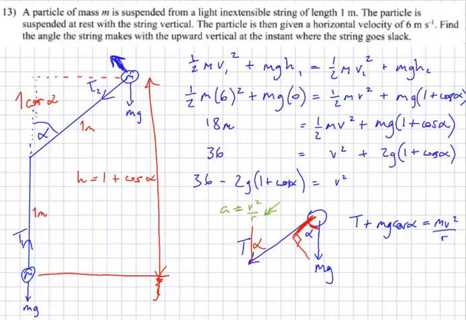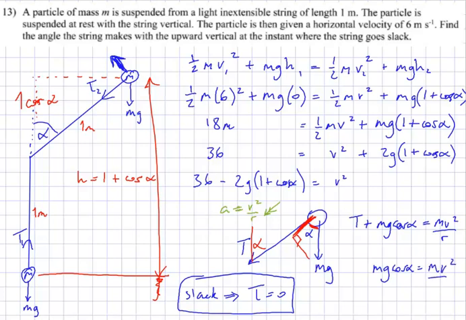Now, at the moment that the string goes slack, T is equal to naught. So it's really important to appreciate that when it's slack, basically tension is 0. So in this instance, we have the idea that as a result, mg cos alpha is equal to mv squared over r. Okay, so just the idea that the tension is 0. So let's investigate that, and then we can use an expression for v squared in that formula.